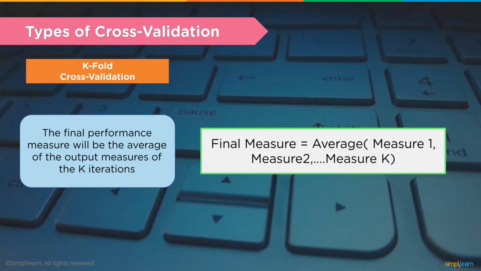The final performance measure will be the average of the output measures of the K iterations. So we add them all together and we divide by K. So we're going to have 5 models, there's going to be 5 measurements, and we'll divide that by 5, and that gives us a good estimate of what the measure is on this particular cross-validation going on and how good our model is.